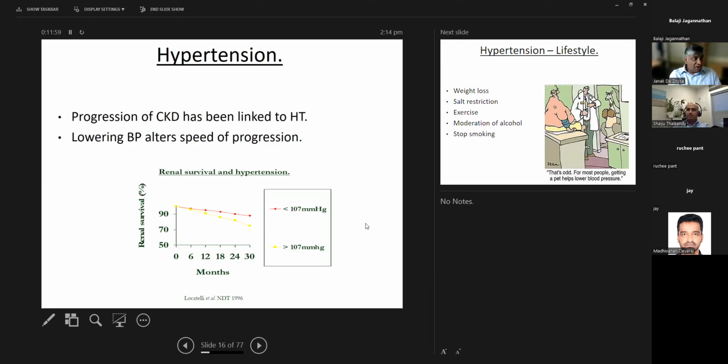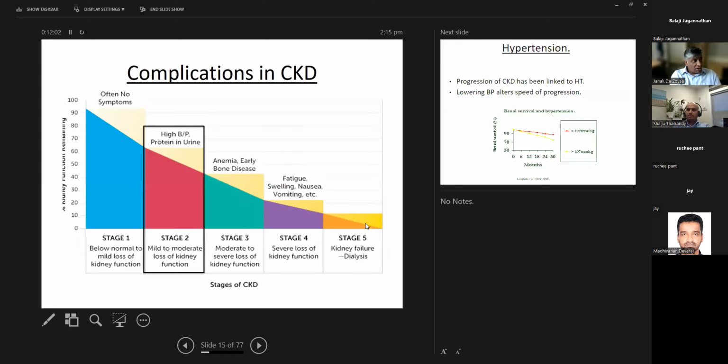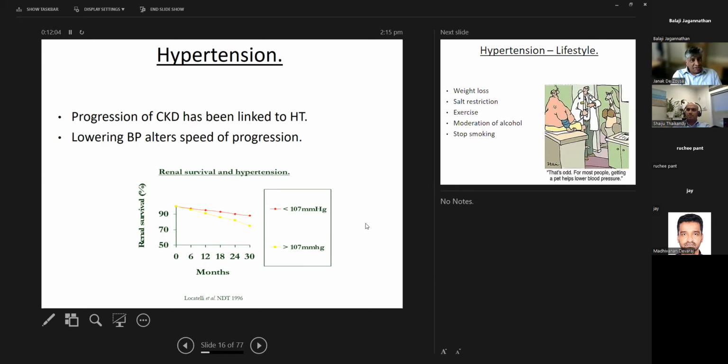So one of the early things that we see in early chronic kidney disease is the development of hypertension. And the worse your blood pressure, the more that it accelerates decline in your kidney function. And the flip side is if we intervene by lowering blood pressure, we can slow the deterioration in kidney function. And that's been known for 20 or 30 years. The worse your blood pressure, the poorer your kidney survival.